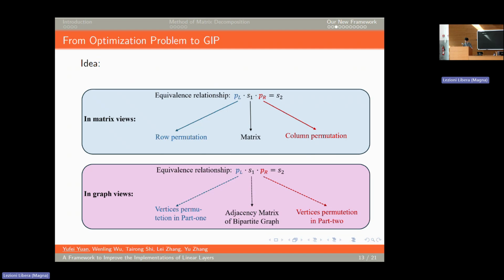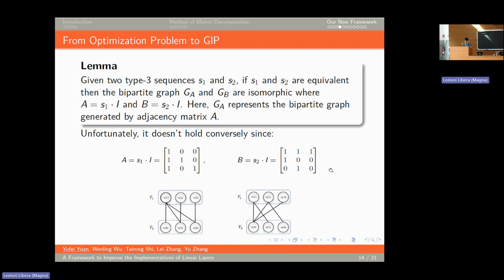So here we transfer the equivalence relationship to the graph view. We can regard the type 3 sequence as the adjacency matrix of a bipartite graph, and let the two permutation matrices PL and PR be the vertex bijections within their own vertex sets. If S1 and S2 are equivalent, then the bipartite graphs GA and GB are isomorphic. Here, GA represents the bipartite graph generated by the adjacency matrix A.